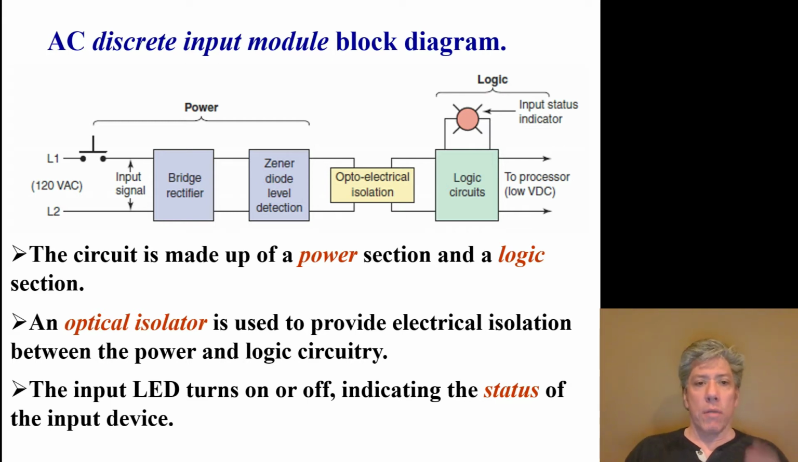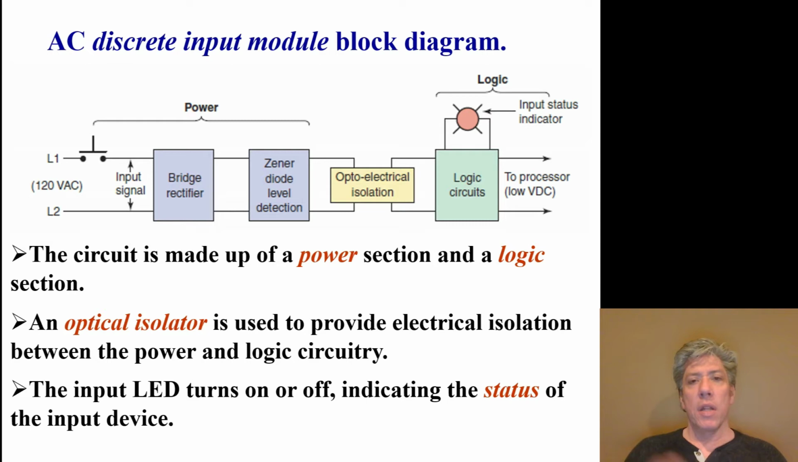So the first thing that has to happen is a bridge rectifier that rectifies the AC, and then another section that sort of processes it. And then there's a really important piece here called optical isolation. If you think about a signal at 120 volts AC, you do not want that at any time to connect to your logic circuits.